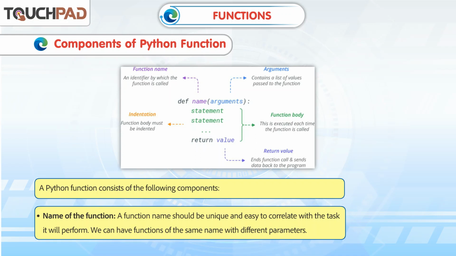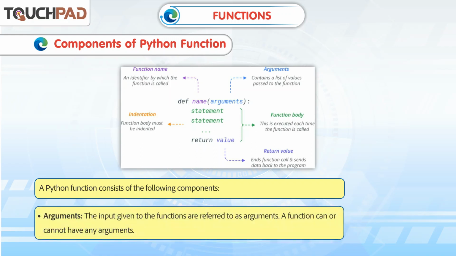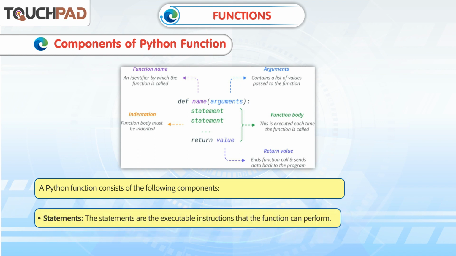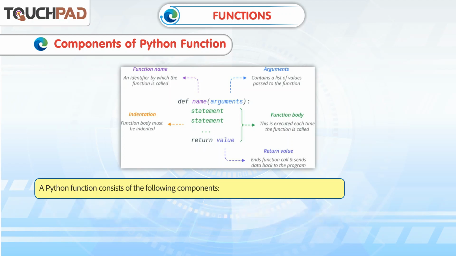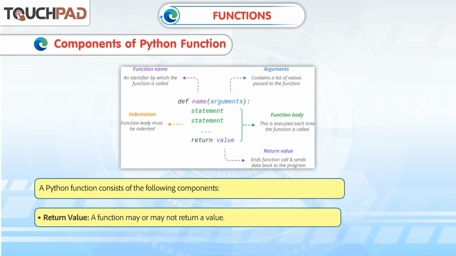We can have functions of the same name with different parameters. Arguments. The input given to the functions are referred to as arguments. A function can or cannot have any arguments. Statements. The statements are the executable instructions that the function can perform. Return value. A function may or may not return a value.